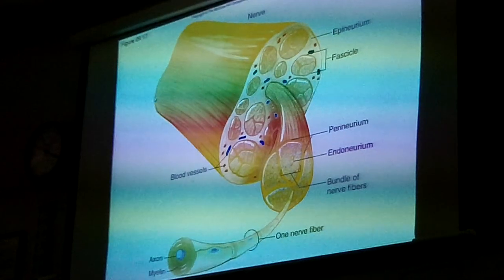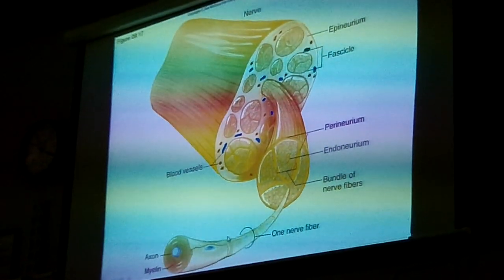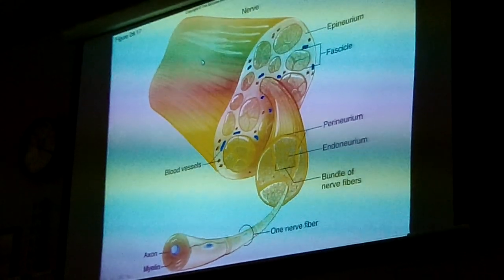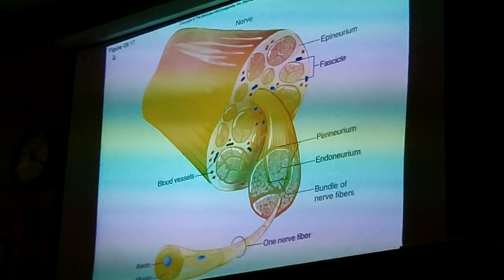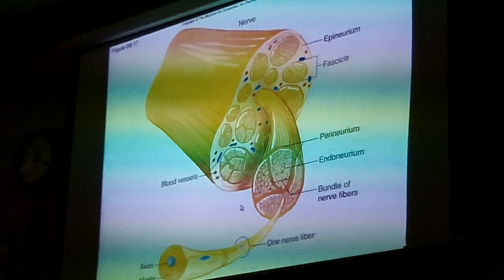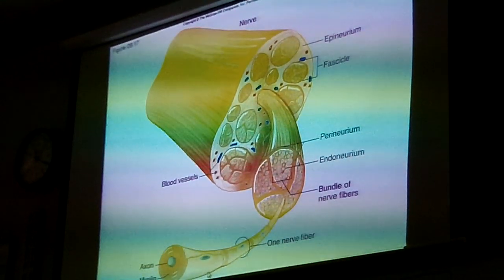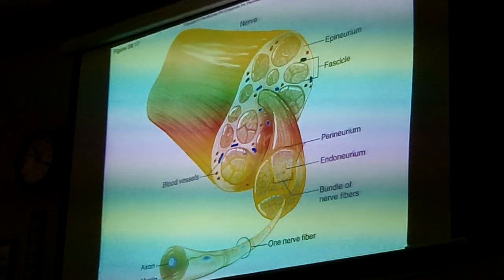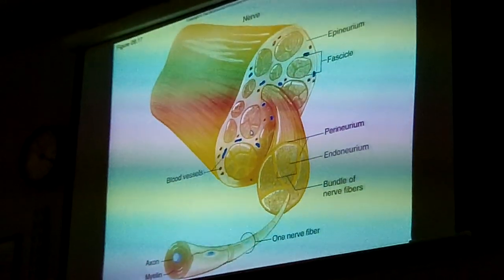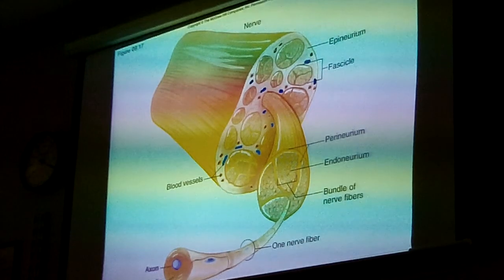And the axons are bundled in such a way that sensory neurons are in one bundle, and motor neurons are in a different bundle. Remember, sensory neurons take information in toward the spinal cord, and motor neurons take information out, away from the spinal cord. So one of the bundles will be sensory, and another one of the bundles will be motor. Isn't that cool?